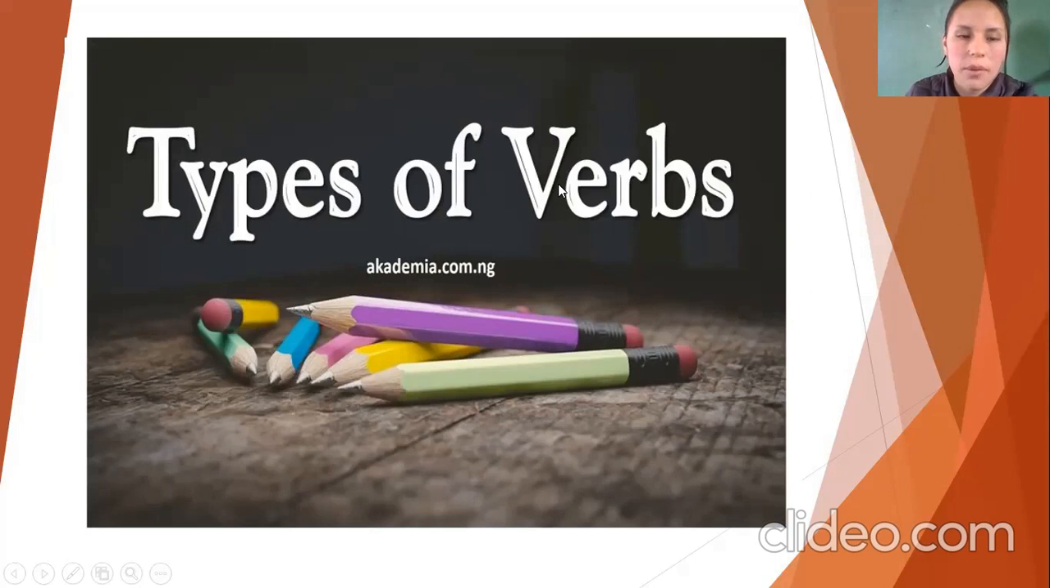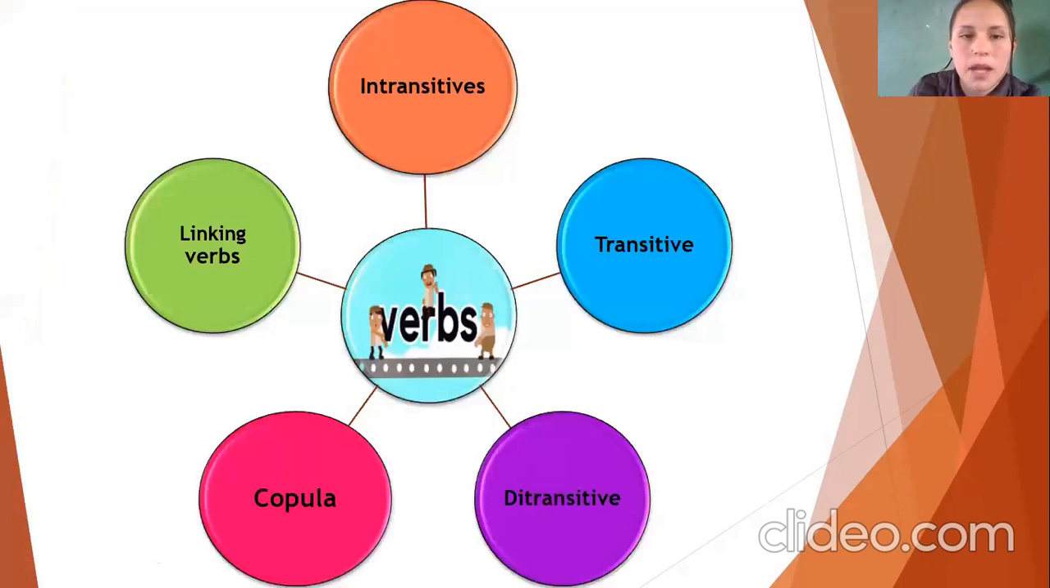Today I'm going to talk about types of verbs. As we know, verbs are used to describe an action, state, occurrence, etc. In the English language, main verbs are classified into 5 categories: intransitive, transitive, ditransitive, copular, and linking verbs.